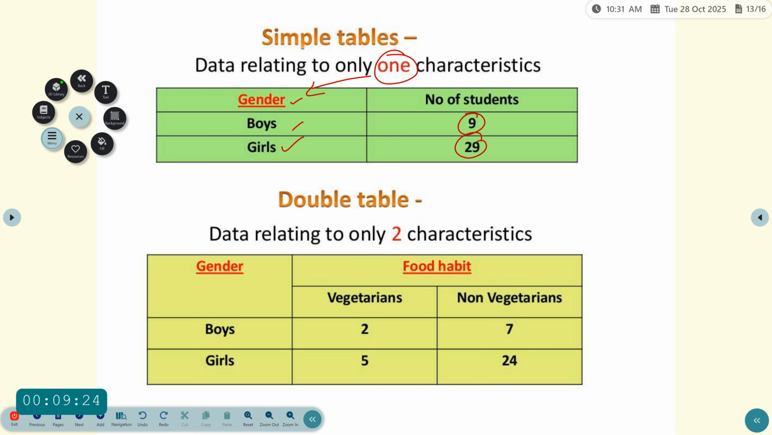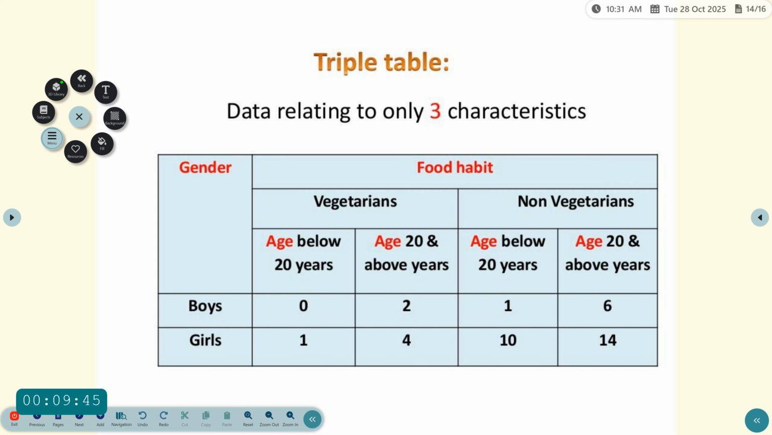Now, what is a double table? It gives two characters: gender, boys and girls, and among boys and girls, the number of students who are vegetarians and the number who are non-vegetarians. This represents two characters, so it is called a double table. We are collecting the information of boys and girls, and in that information, we classified the vegetarians and the non-vegetarians.